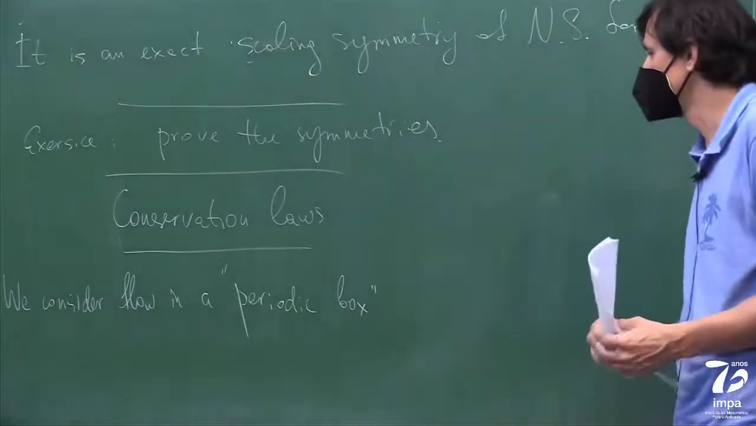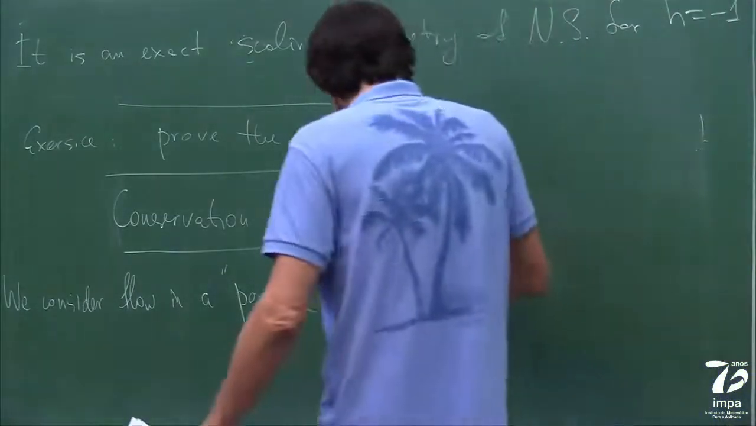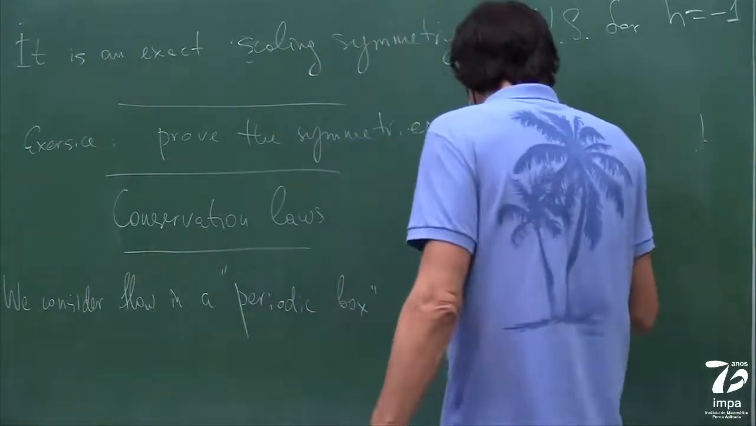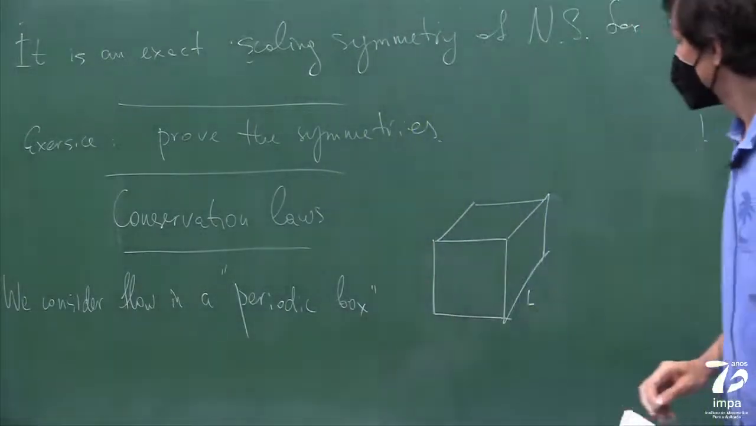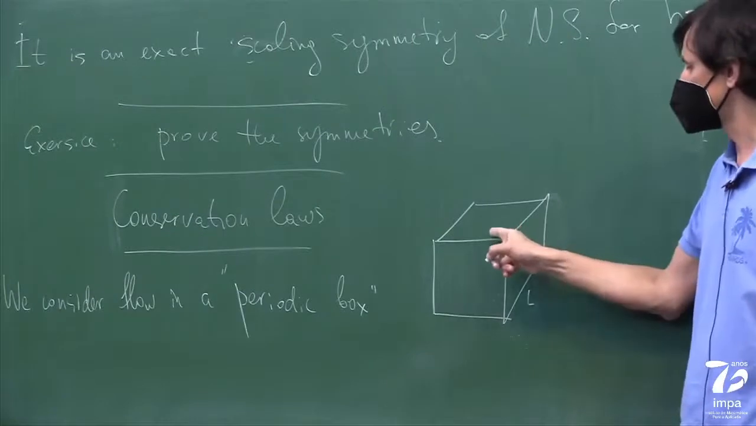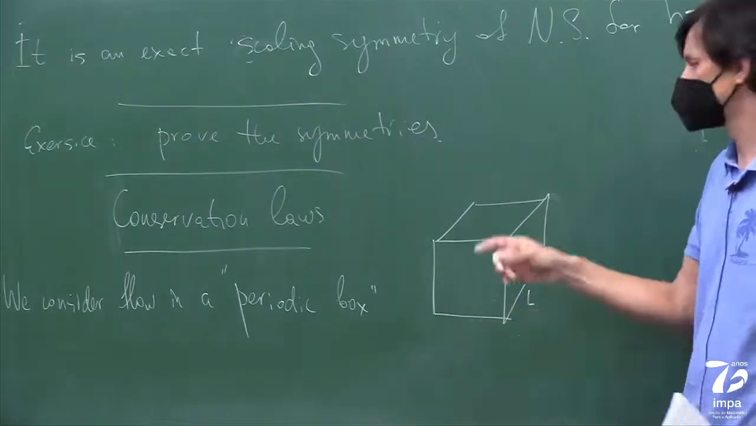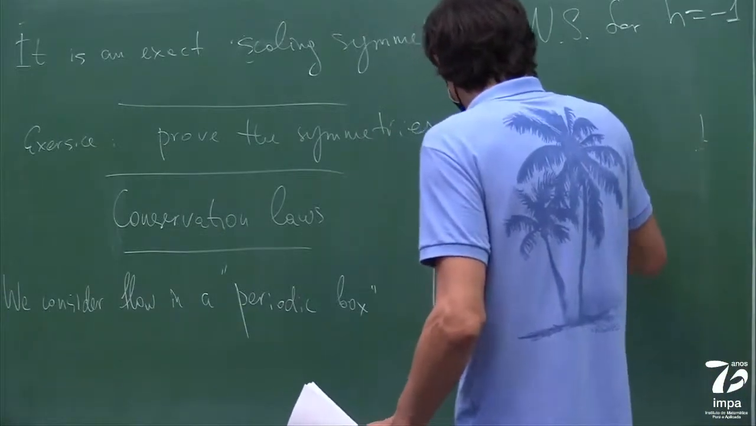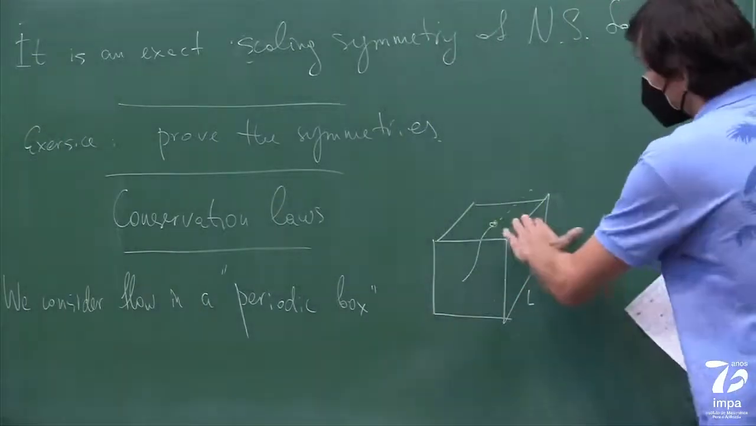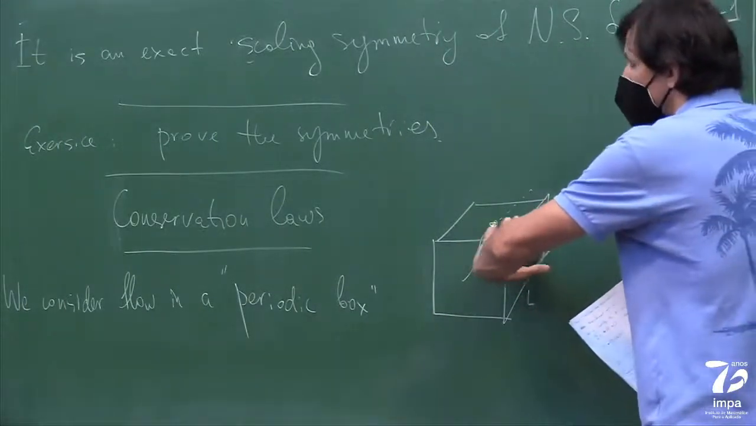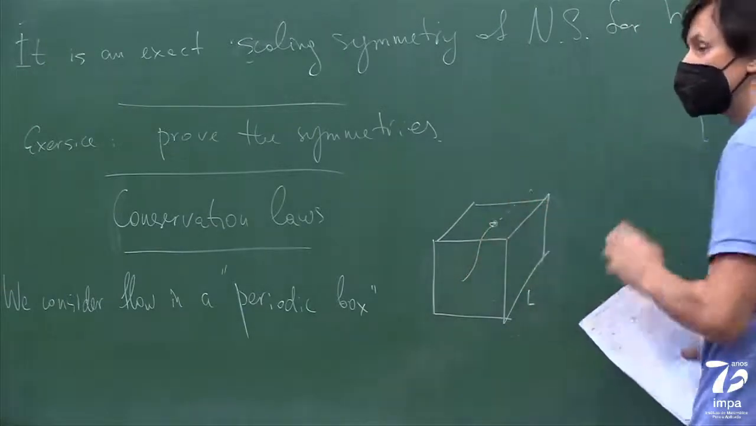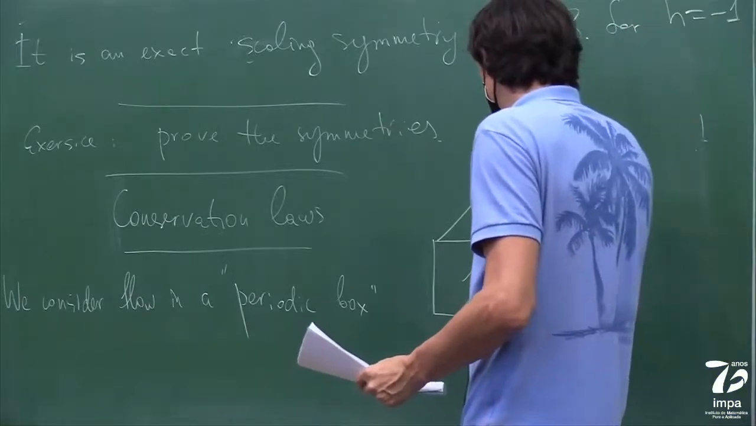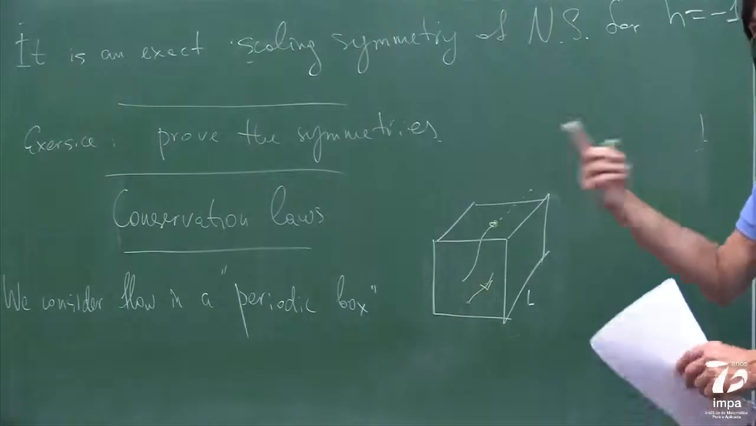The way to do it is a periodic box. So you consider a cube with size L, and you assume that it's periodic. There is no boundary at all. A particle can pass through, but whenever it passes through, it is transported to the other side.